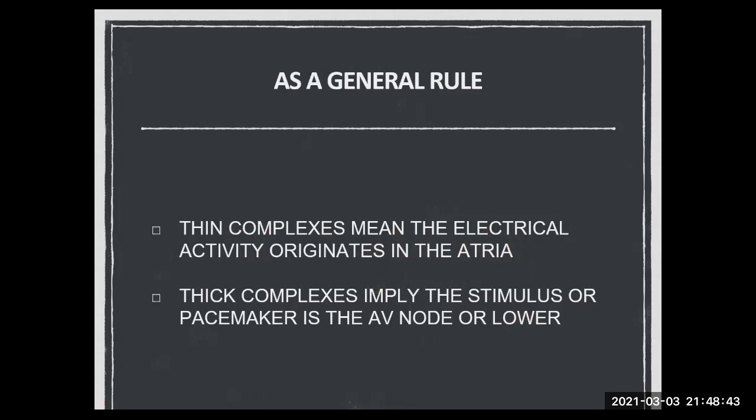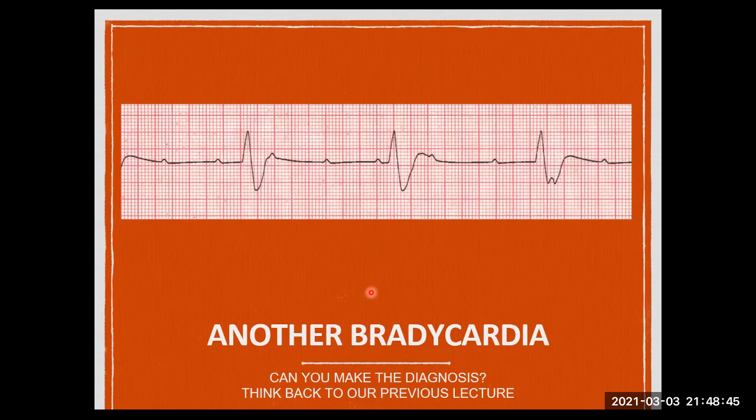Thin complexes, remember, generally the electrical activity is originating in the atrium. Okay, right. Let's try one now. This is also a bradycardia. Let's have a look and see. The rate is quite low. The rate is about 1, 2, 3, 4, 5, 7, 8, so 300 divided by 8. So we're coming close to about 48, 50 beats per minute. So it's quite a slow bradycardia that we've got.